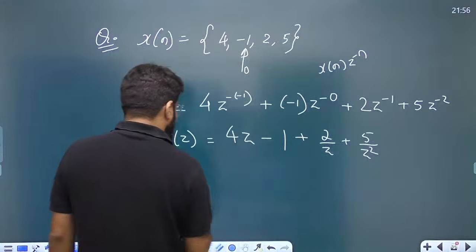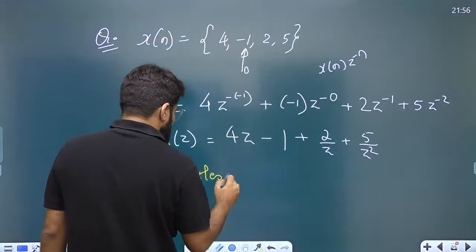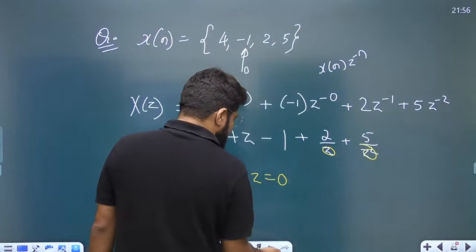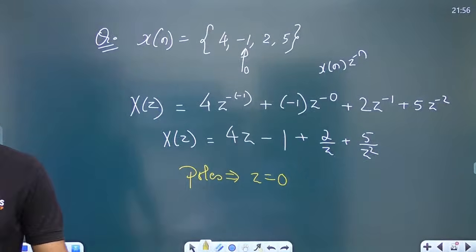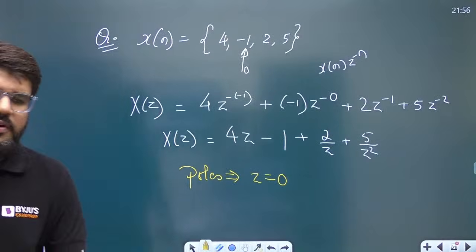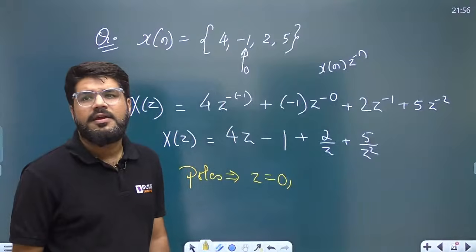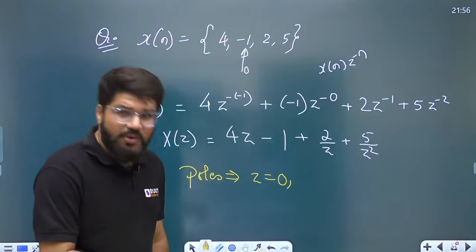So what are the poles now? Definitely z equal to 0 is again a pole, because it is in the denominator. 1 upon 0 tends to infinity. So z equal to 0 is a pole. But what about infinity? Z equal to 0 is a pole. What about infinity?